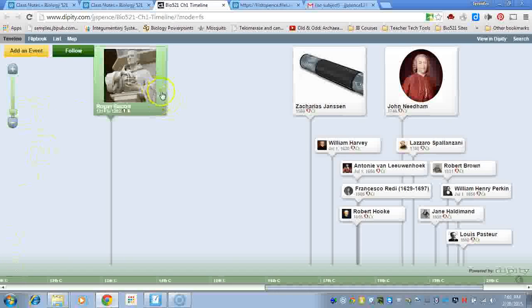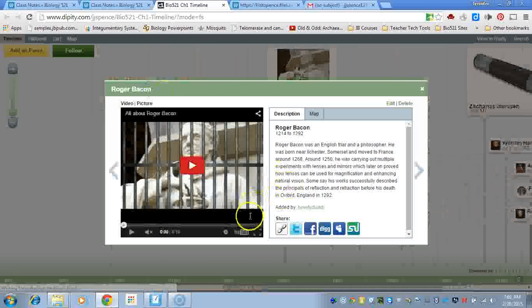So the first is Roger Bacon. You can watch the video if you like, but he did a lot of work with lenses and mirrors in the 1200s. Around 1250, he was doing a lot of experiments with lenses and mirrors and figured out that you could actually improve natural vision. So he started the use of lenses for glasses, spectacles, as they called them back then. So that was in the 1200s.